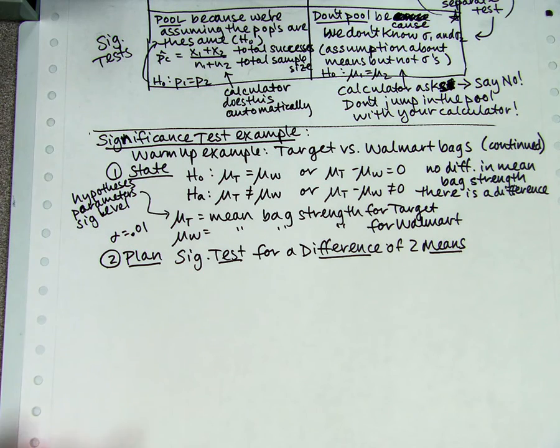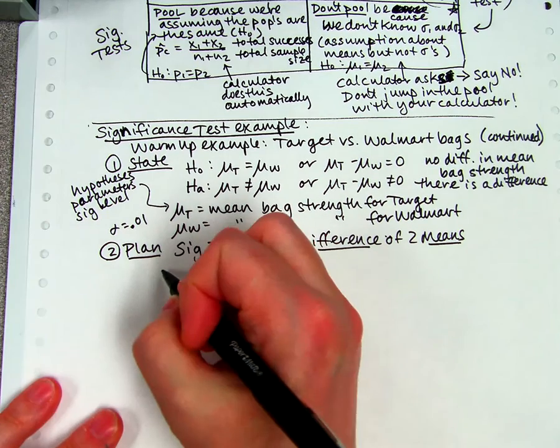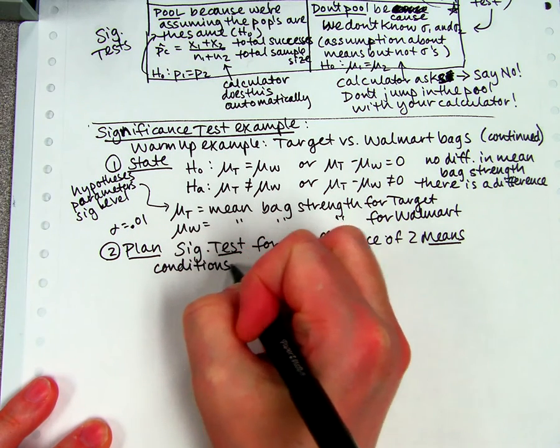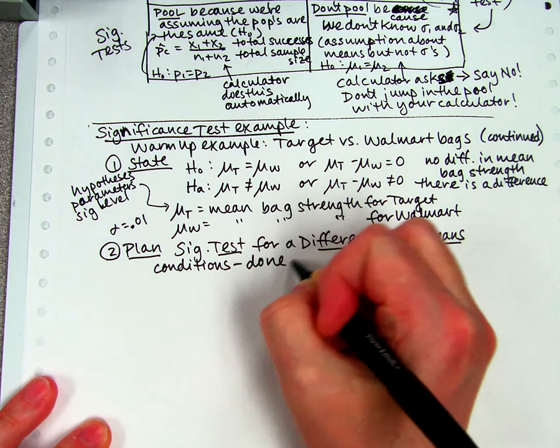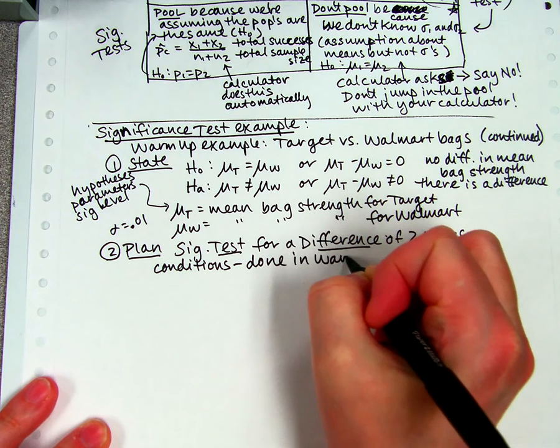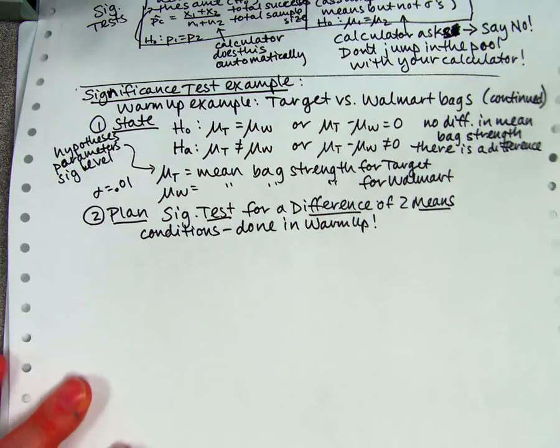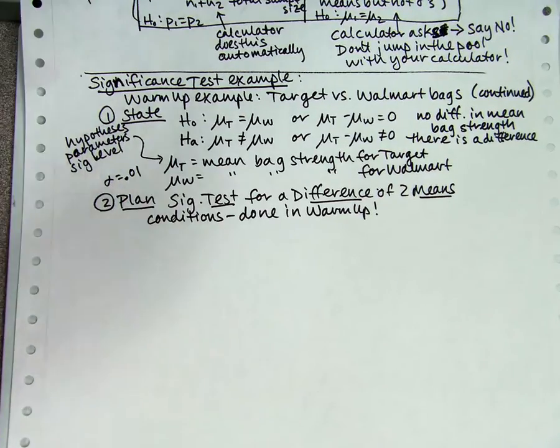We already did the conditions in the warm-up, so I'm not going to do conditions again. I'm just going to say "conditions: done in the warm-up." So we can skip that because we did it already. I might do that again on this quiz. I might make you do one of them and then do the second one with the same context so you don't have to check conditions twice.